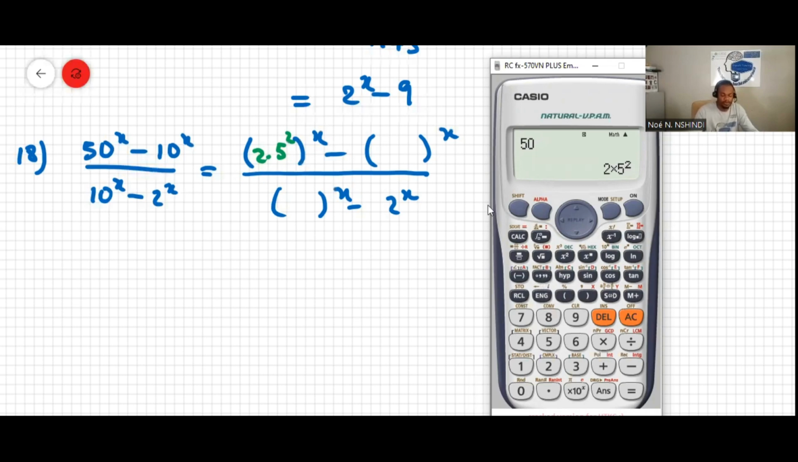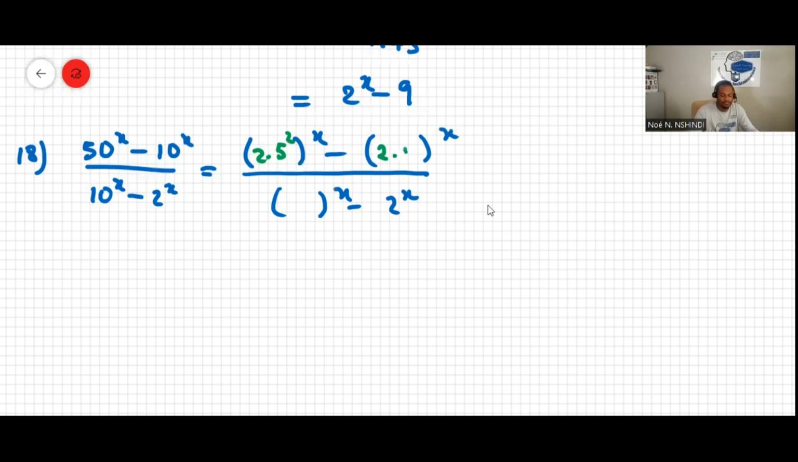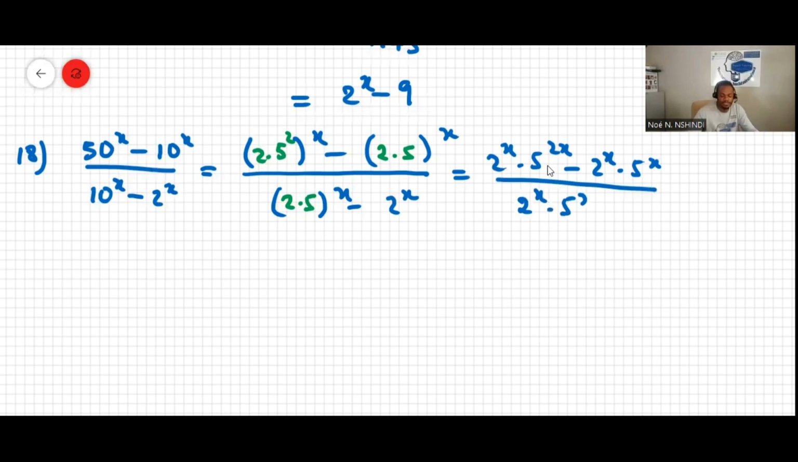Then 10 in terms of its prime factors is 2 times 5, and then that also 2 times 5. And then this would be 2 to the x times 5 to the 2x, minus 2 to the x times 5 to the x. This exponent here is for 2 and also for 5 squared, so it makes this all over 2 to the x times 5 to the x minus 2 to the x.